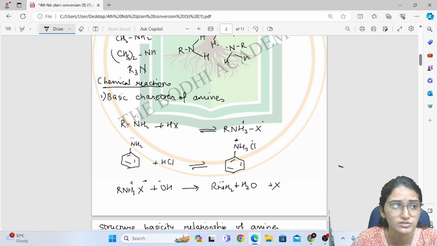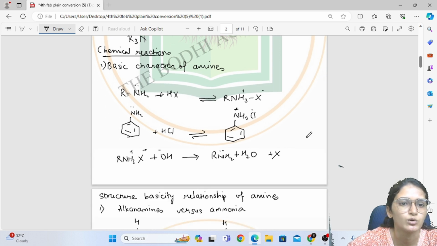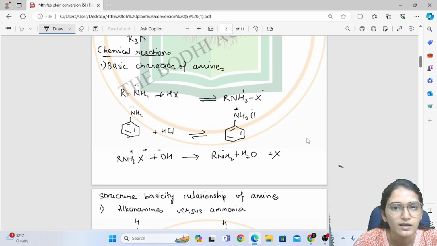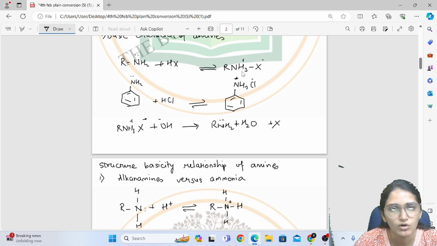Next is chemical reactions. First we will see the basic character of amines. When an amine is reacted with a halo acid, that is a hydrogen halide, we get an ammonium salt. Similarly, when we take an aromatic amine, that is aniline, and react it with HCl, we get benzene ammonium chloride. When we add a base to the salt that we get after adding the acid, we get our original amine again.